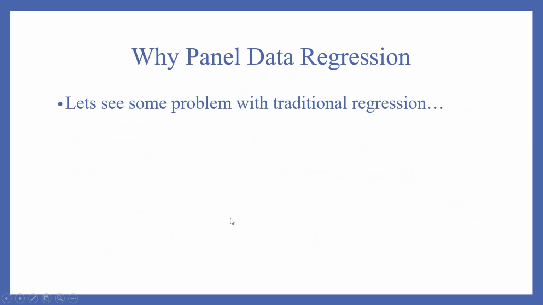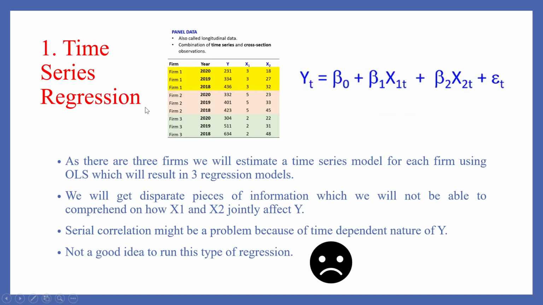Now let's understand why traditional regression cannot be used on the panel data. We'll start with the first concept, the normal OLS. As there are three firms, 1, 2, 3, we will estimate a time series model for each firm using OLS, which will result in three regression models. The equation is y_t equals beta 0 plus beta 1 x1_t plus beta 2 x2_t plus epsilon_t, which is an error term.